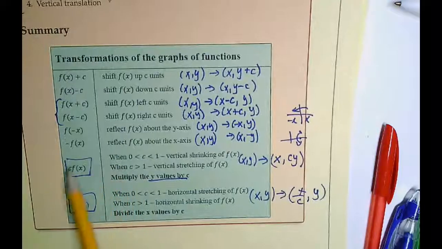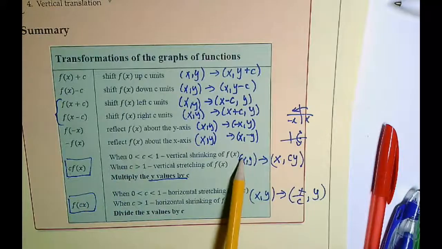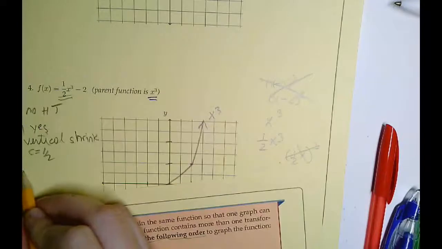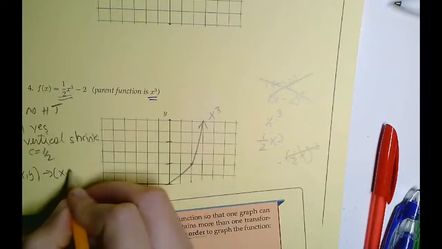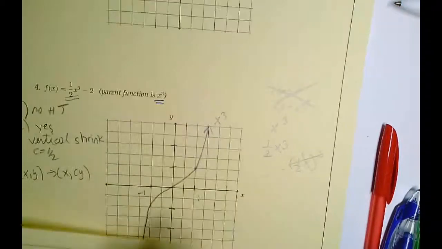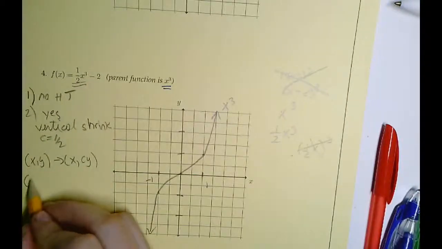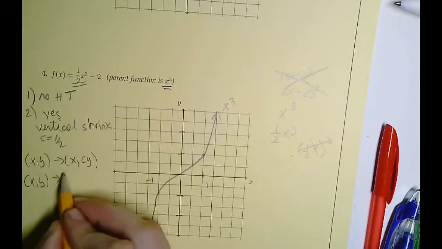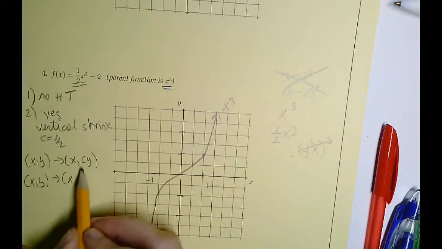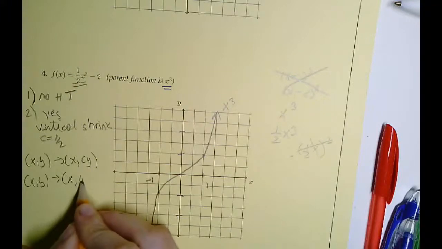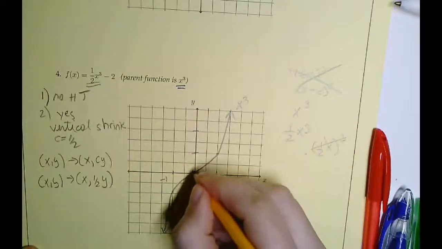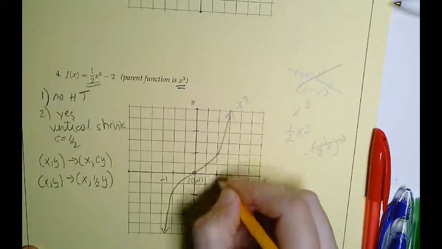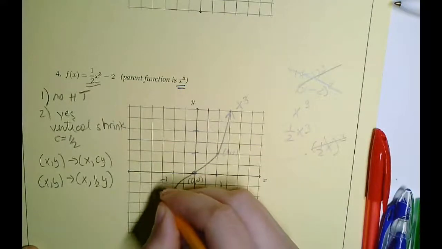According to my charts here, a point x, y on your parent function becomes x, c times y. So I'm going to write in here that the point x, y becomes x comma c times y. So in my case, a point x, y is going to become x comma, c is 1/2, so 1/2 y. So let's follow some points from the parent function. I have the point 0, 0, 1, 1, and -1, -1.